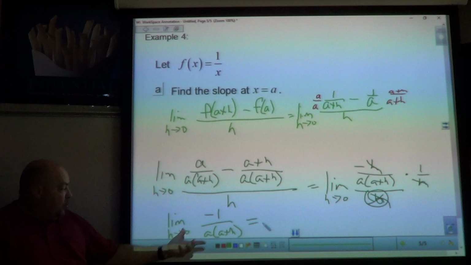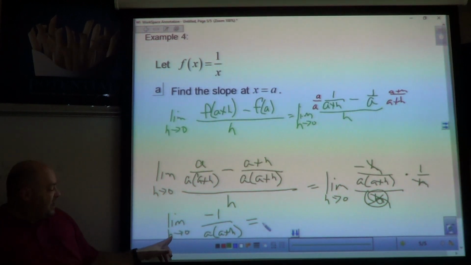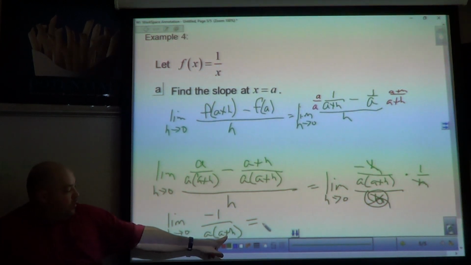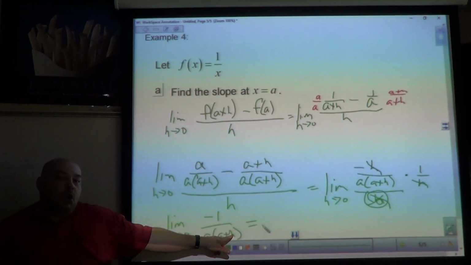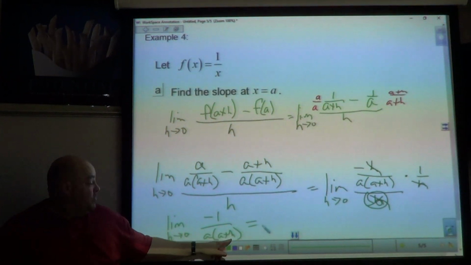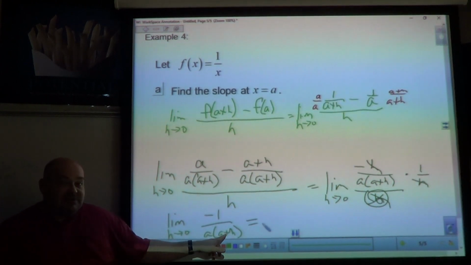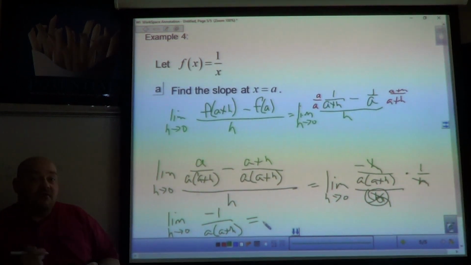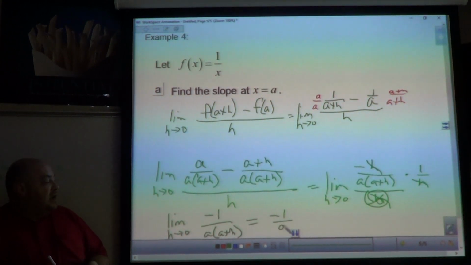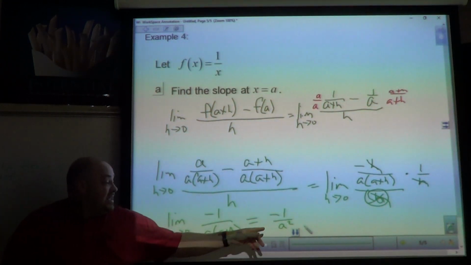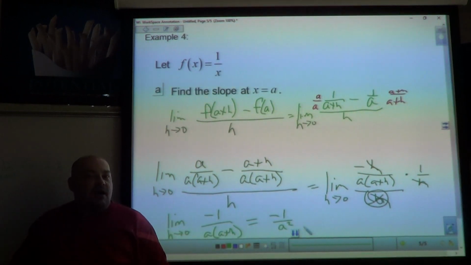Now we can take our limit. We've got this simplified as much as possible. What's going to happen is h goes to 0. Well, this term right here, the a plus h, is going to get closer and closer and closer to a. So we end up with a times a, which would be 1 over a squared, or negative 1 over a squared, sorry. So negative 1 over a squared. And that is our slope at any value of a.